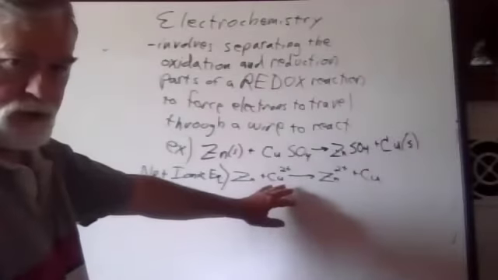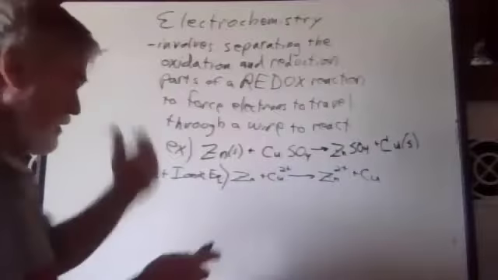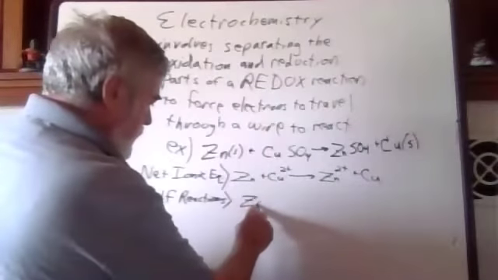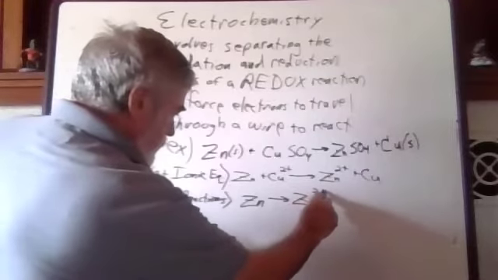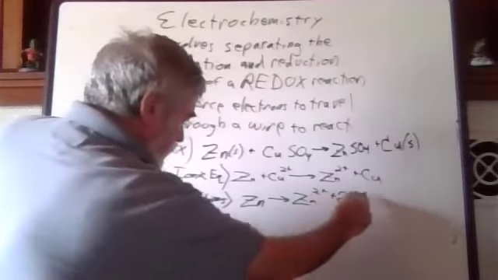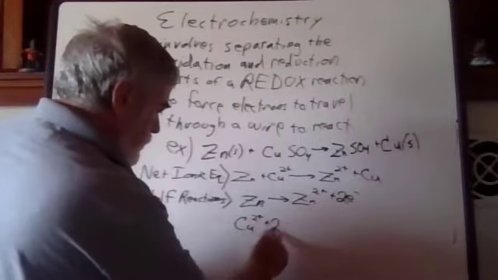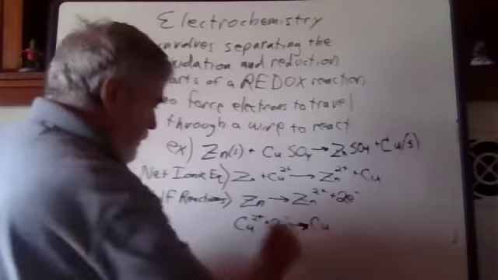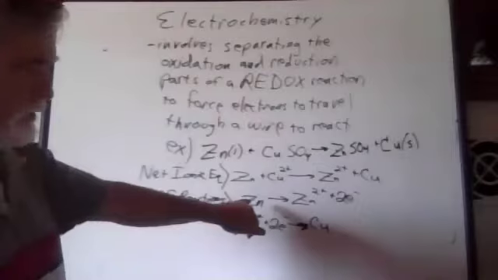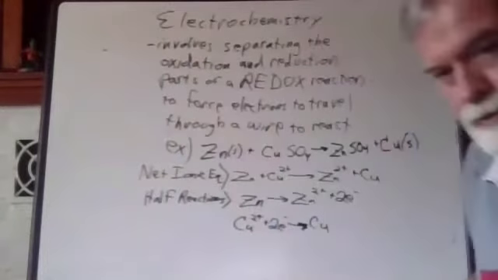So what we want to do is first think about this as two half reactions. You have the zinc being oxidized, and you have the copper being reduced. Those are the half reactions. The first half reaction represents the oxidation, what would be called an oxidation half reaction.